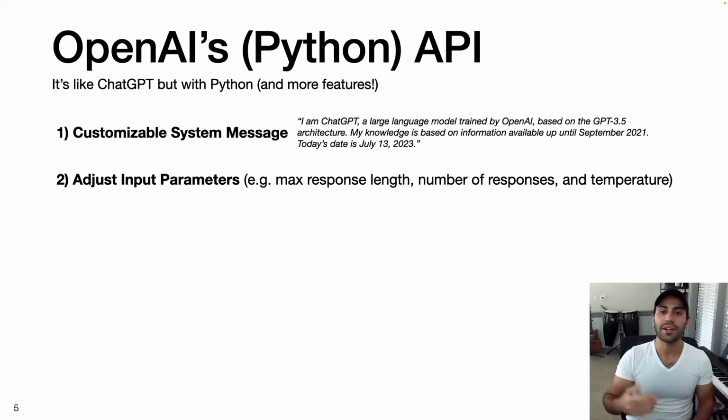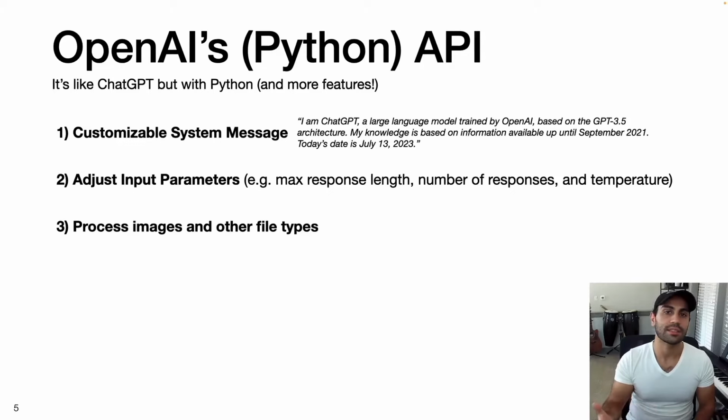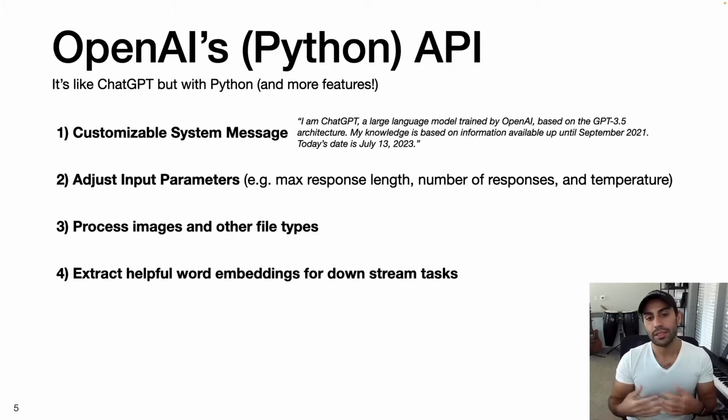And then finally, you can adjust the temperature, which is like the randomness of the response generated by the language model. But we'll get more into that later in the video. Also, you can process other types of input, not just text, so images or other file types. You can extract helpful word embeddings for downstream tasks.